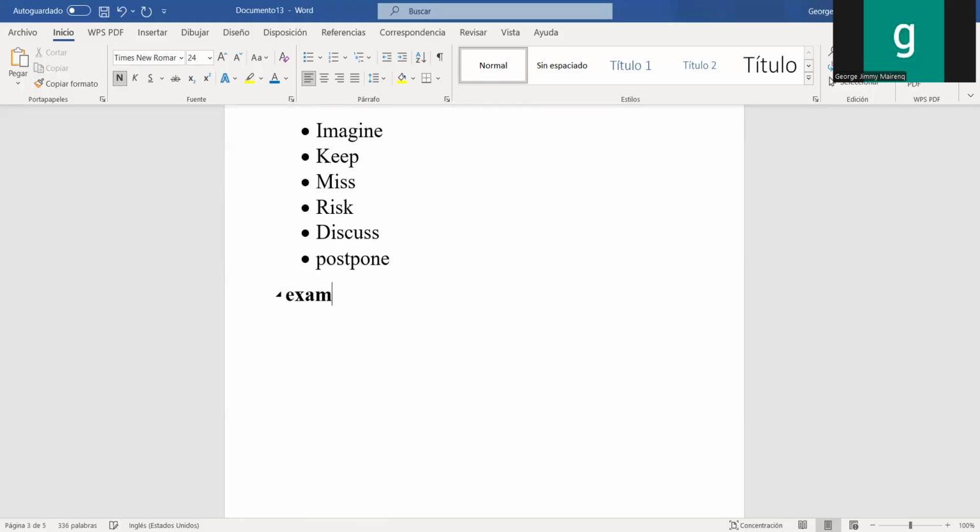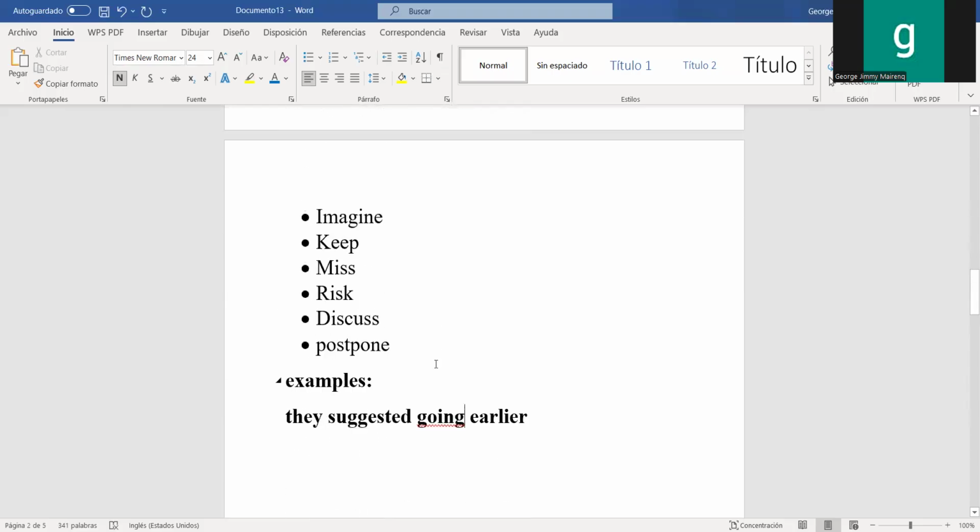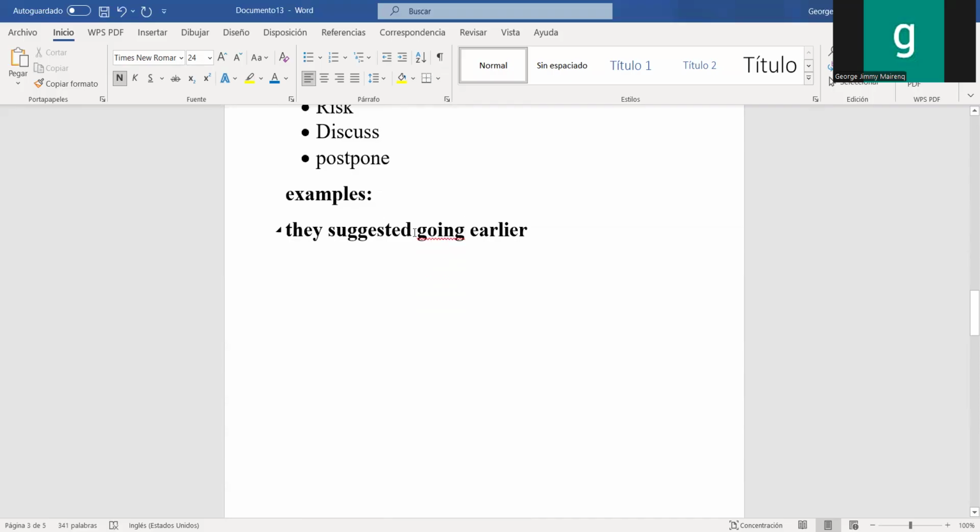Okay, good. Now let's see some examples using gerunds. We can say they suggested going earlier. You see, we got suggested, they suggested going earlier. Do we have suggest here? Yeah, it's the third one, suggest. So we are using the verb suggest, and then we got another verb go. So this verb has to be followed with the ing form.